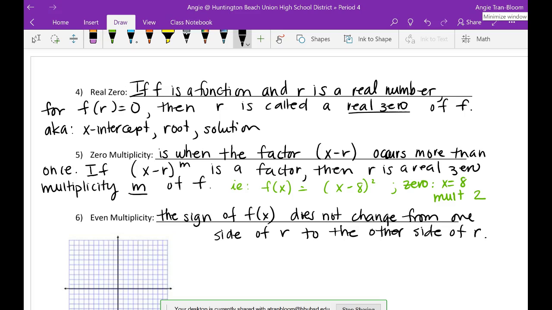Okay, and this is really the most important. The graph touches the x-axis at r, okay?